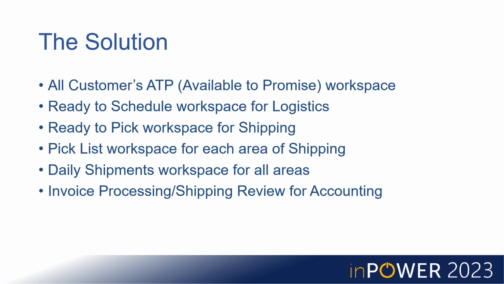So my solution was an all customers ATP, available to promise workspace, a ready to schedule workspace for logistics, a ready to pick workspace for shipping, and a pick list workspace for each area of shipping. So we had 3 product lines, 3 areas, a daily shipments workspace for all areas, and an invoicing, processing, shipping, review workspace for accounting. So basically we wrapped everything from customer order all the way through invoice generation, all through native XA.